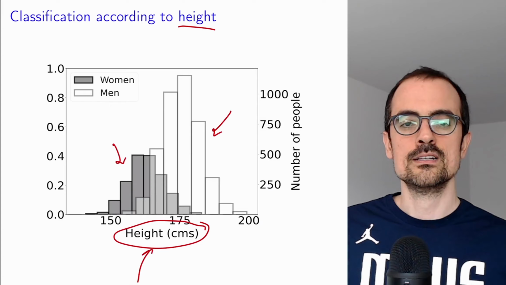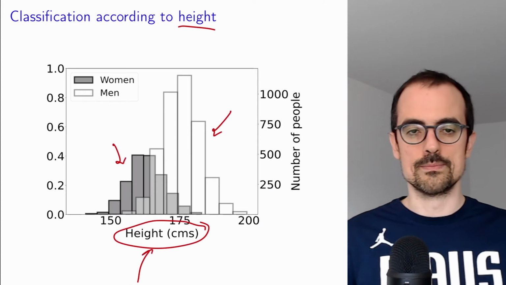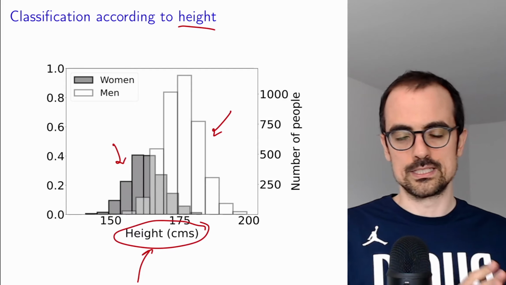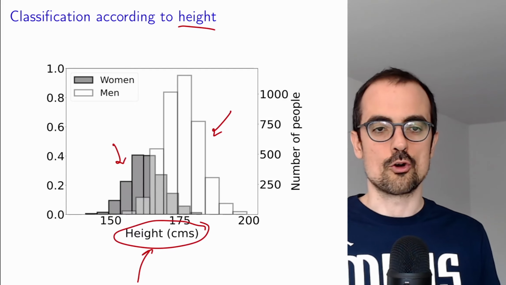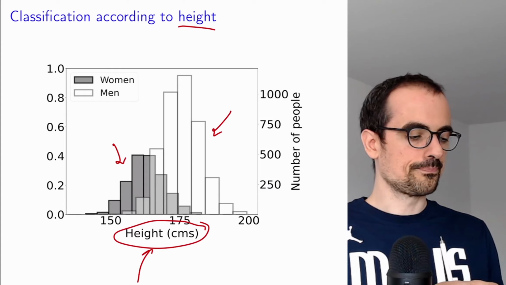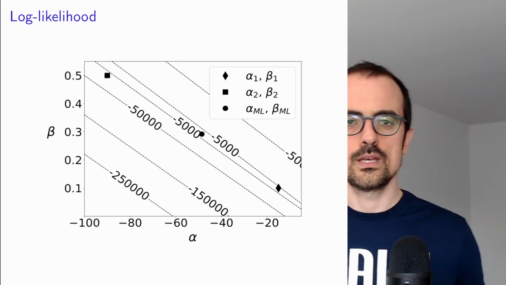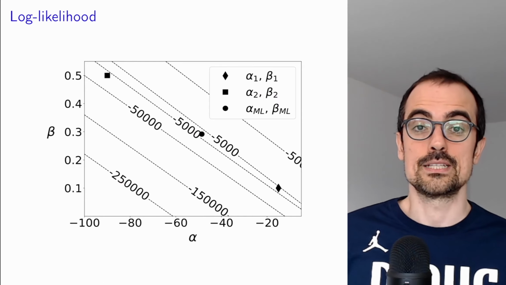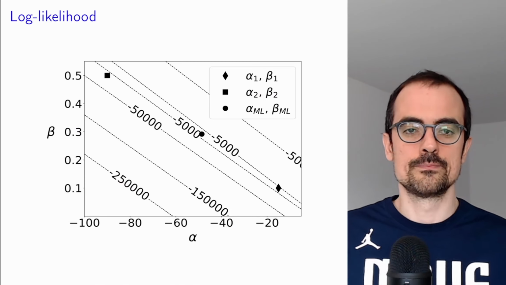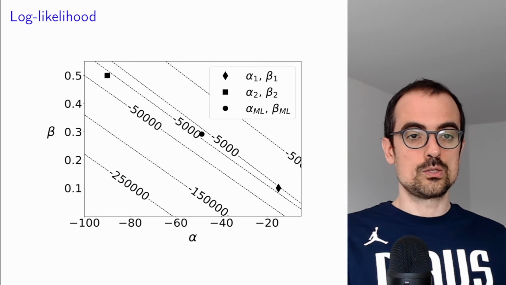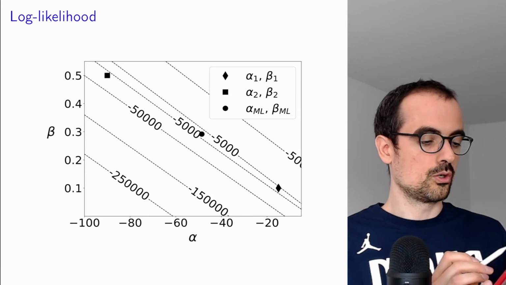You can see that the men tend to be taller than women in these histograms. The white histogram is the men. The gray histogram is the women. And now we want to fit a logistic regression model to classify according to the height. So here is what the log likelihood of the model looks like.